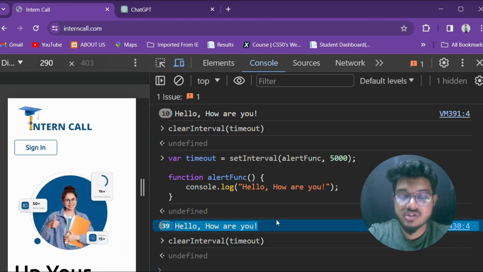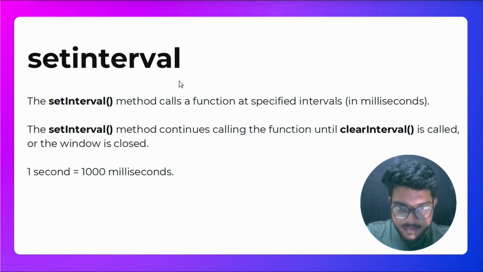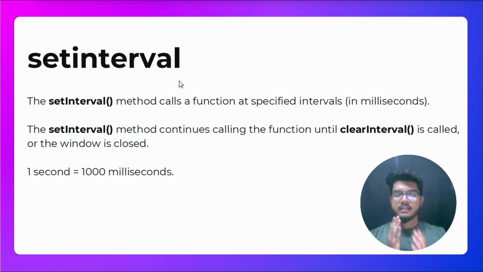Let's go to slides, and first of all, let's understand set interval and its syntax again. We'll quickly walk through the slides. Yes, the set interval method calls a function at specified intervals in milliseconds. In set interval there are two parameters, function and milliseconds. After each interval, the function is called again and again in the form of a loop. The set interval method continues calling the function until clear interval is called or the window is closed.